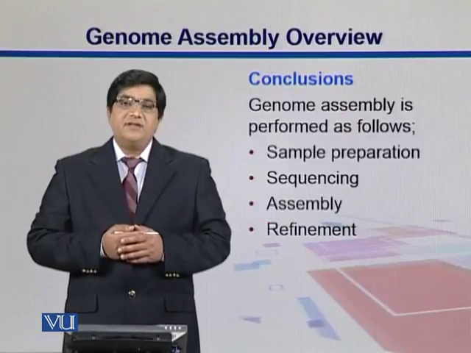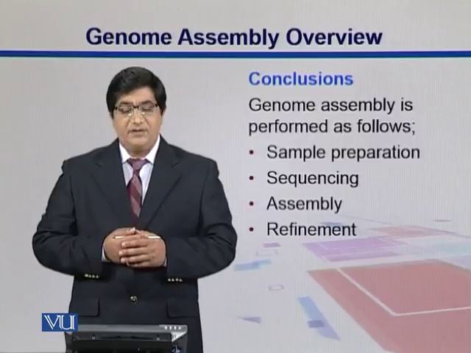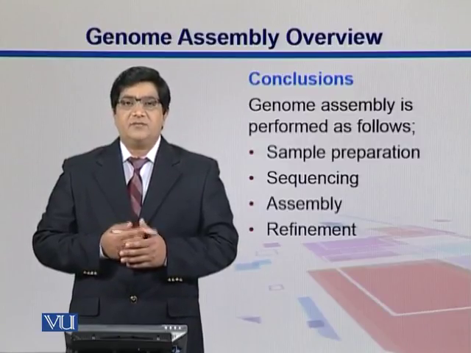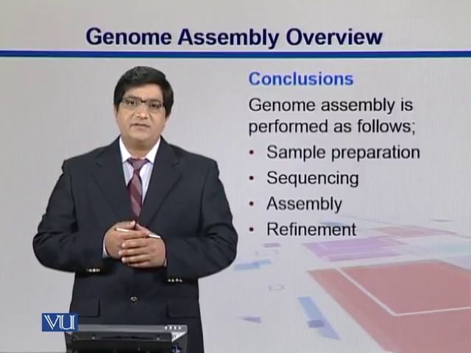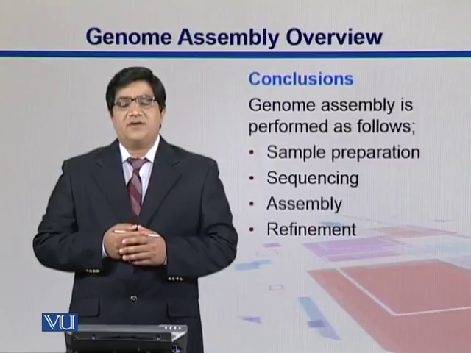So what we have seen so far is that the genome assembly process is divided into the following phases. We do sample preps, we do sequencing, which is done by those next generation sequencers, and then we do these assemblies, and these assemblies are finally refined.